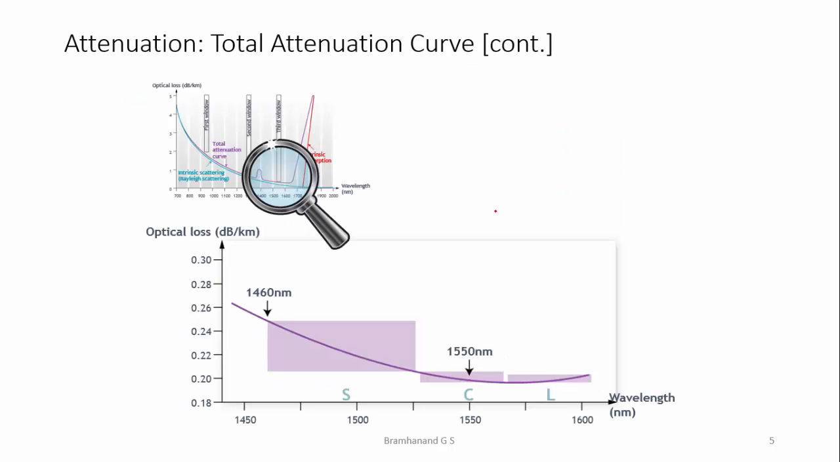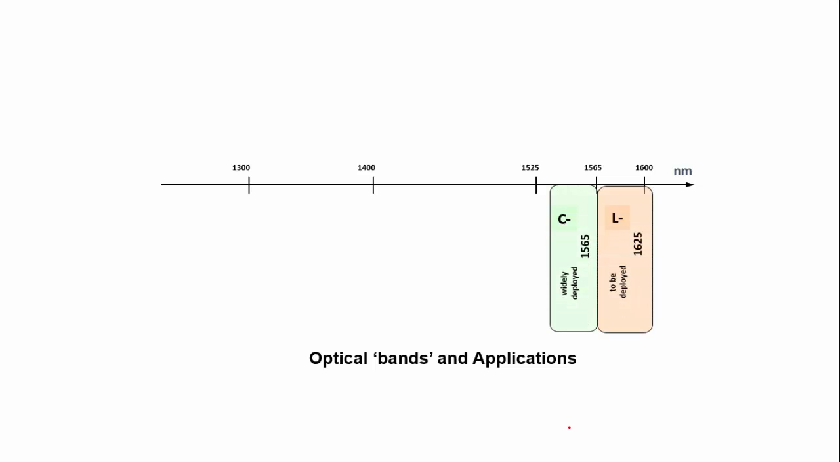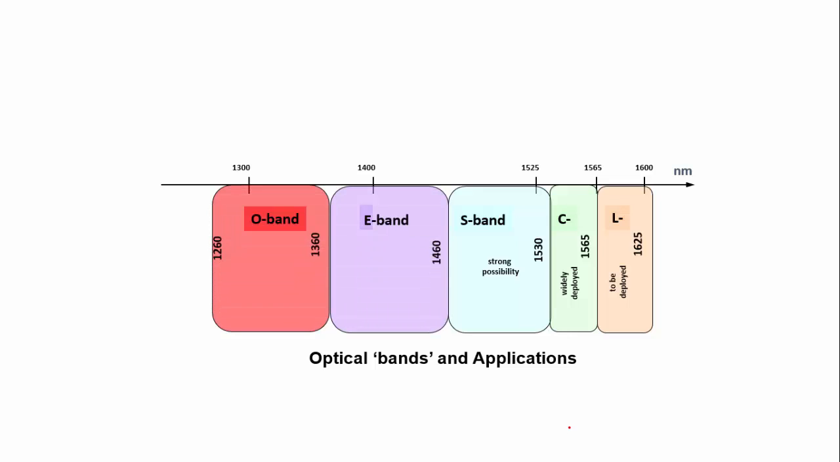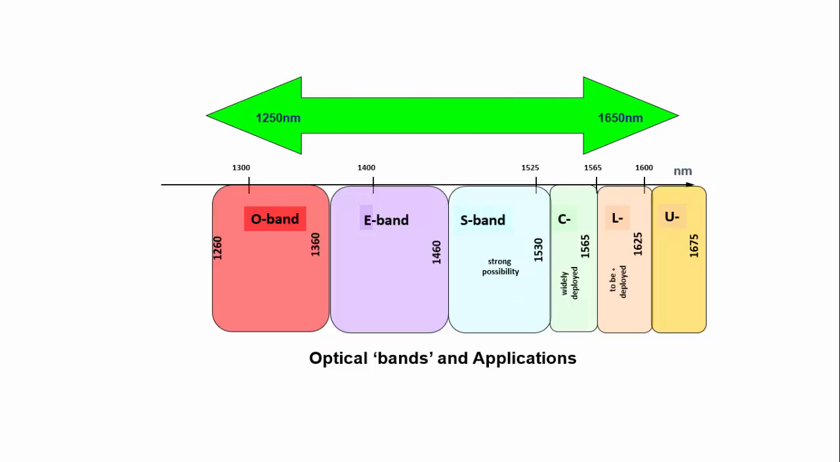So these wavelength ranges are put into different bands called S band, C band, L band, based on research outcome and on the wavelength. The C band ranges from 1530 to 1565, the L band ranges from 1565 to 1625, and this is the range which is widely used for optical fiber communication as of today.